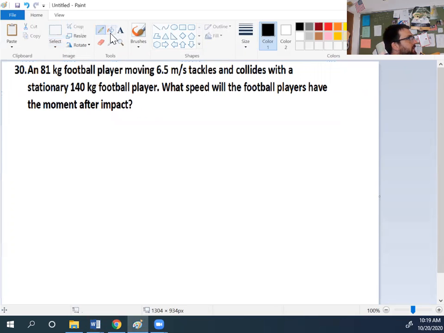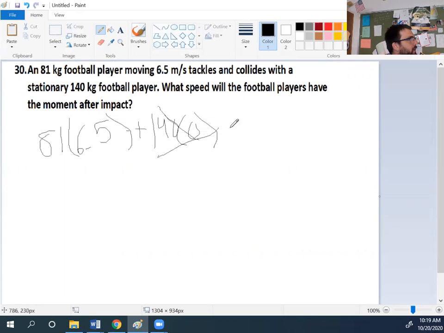So what was my initial mass of the first object? 81. Times what was his velocity? 6.5. Okay. Plus, what was my other object? 140. What was its velocity? 0. So we know that that's really not going to matter. Okay, so I can cancel that out. Equals my two masses put together, 81 plus 140, times V2.